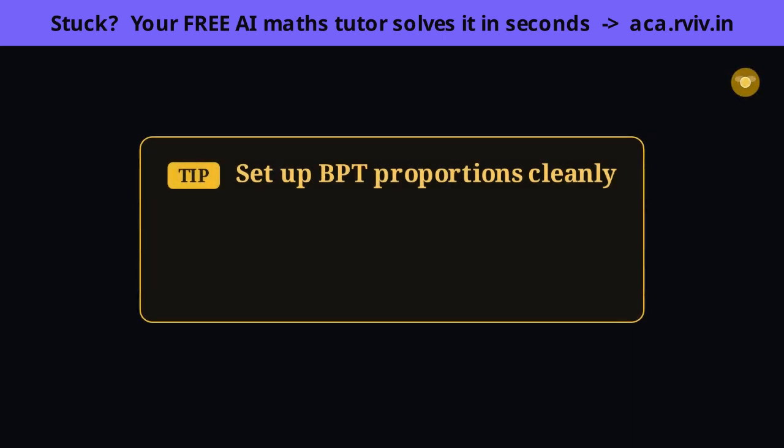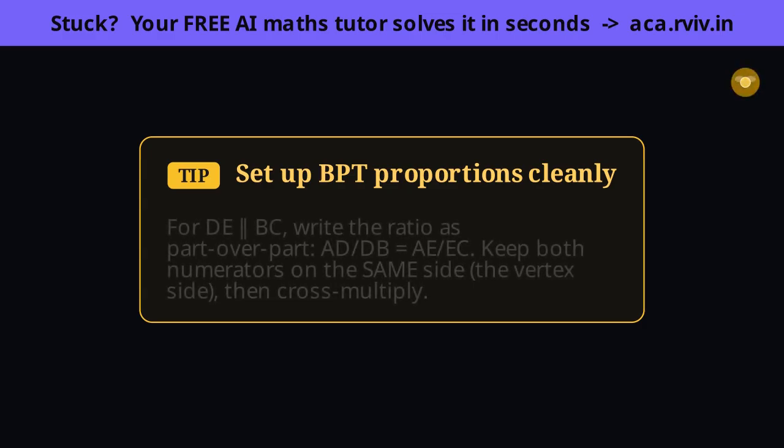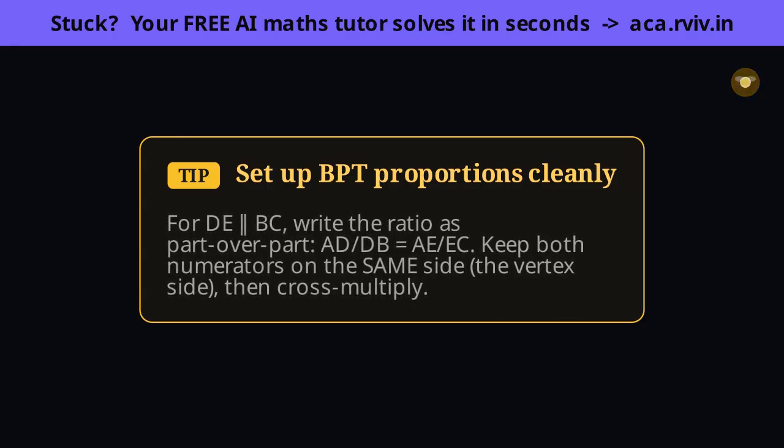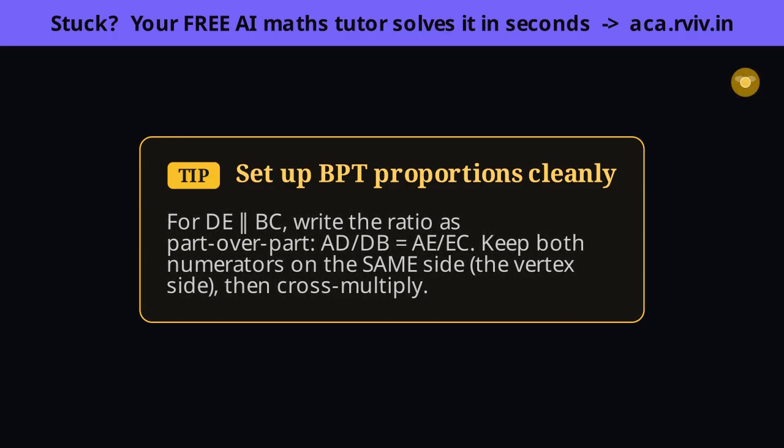Why does consistency matter? Because the theorem only guarantees the ratios are equal when you compare like with like, mix up which piece is on top and the equation quietly becomes false. So line both fractions up the same way, then cross-multiply. That one discipline kills most of the matching errors students make.